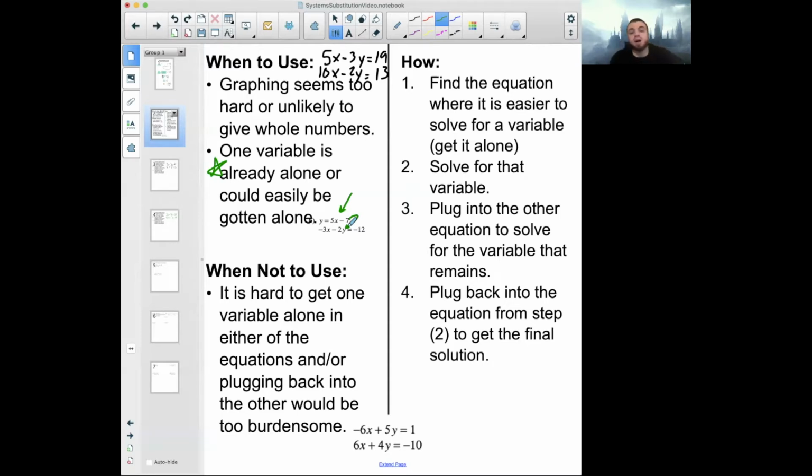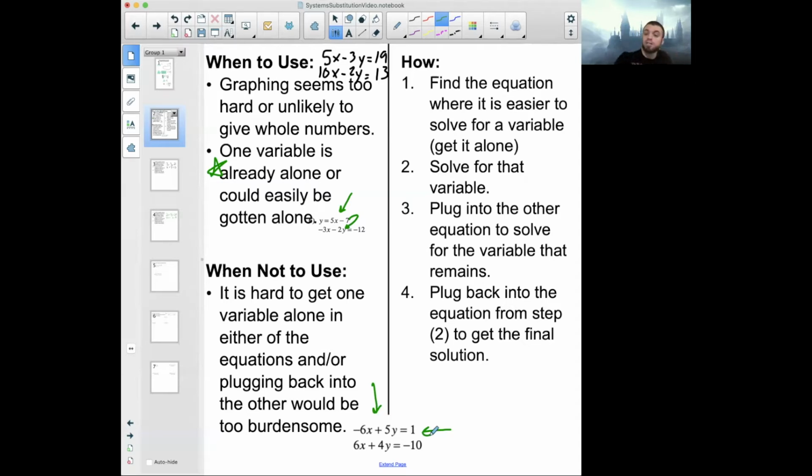All right. When not to use it. So I would not use this when it's hard to get one of the variables alone. So as you're going to see in the top one that we just looked at, y was already alone. But in this example down here, you can see that if I was to get y alone in the first equation, let's say, I would have to add 6 and divide by 5. Now that's going to have some really ugly fractions. And then when I put that into the other equation, it's really, really not going to look nice.